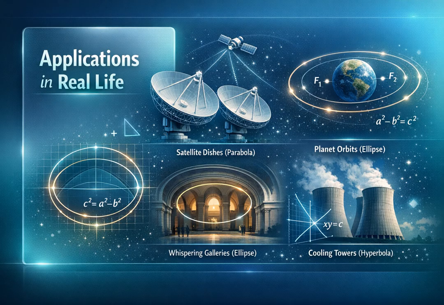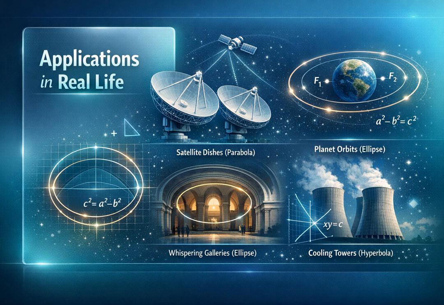Conic sections have amazing real-life applications. Satellite dishes are parabolic to focus signals at the receiver. Planets orbit the sun in ellipses with the sun at one focus. Whispering galleries use elliptical shapes. A whisper at one focus can be heard clearly at the other.